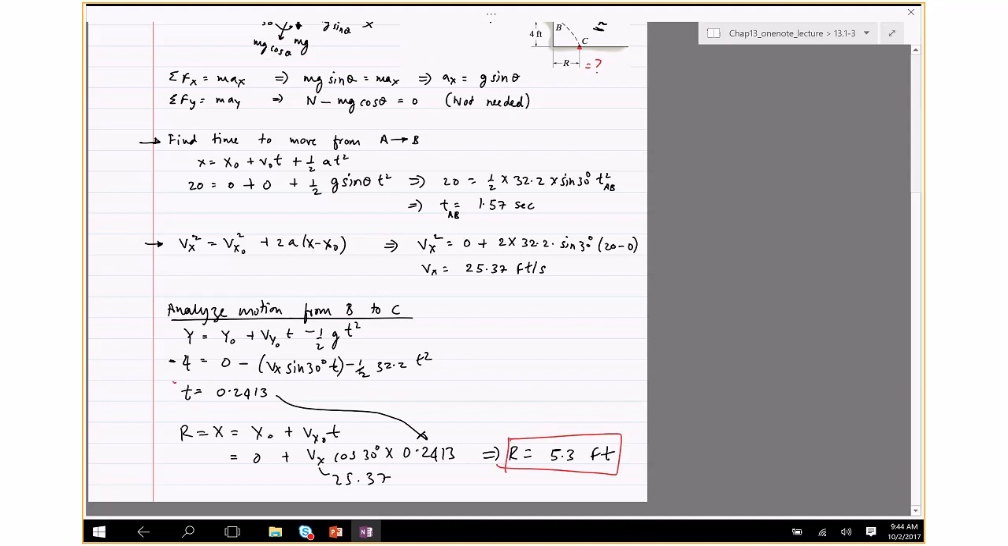Okay, and I'm told to find the total time. So this is BC. So the total time is T_AB plus T_BC, and that comes out to be 1.8113.